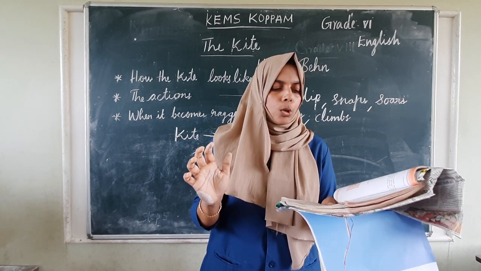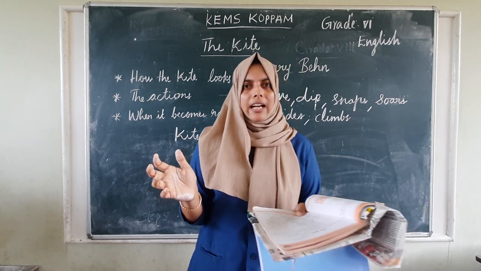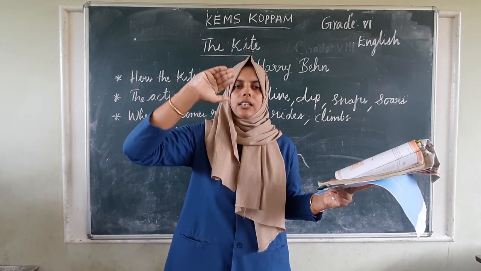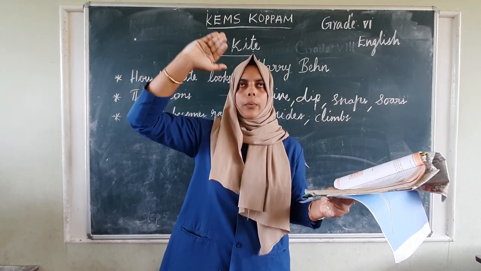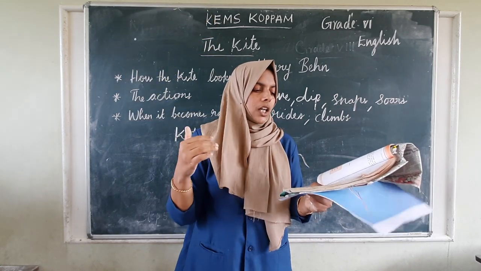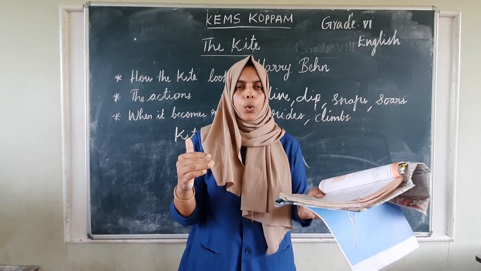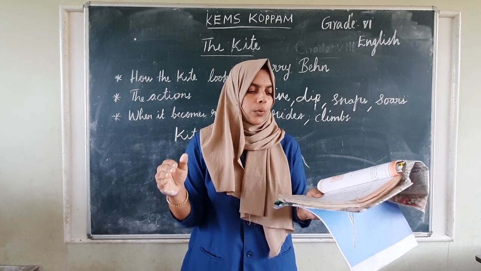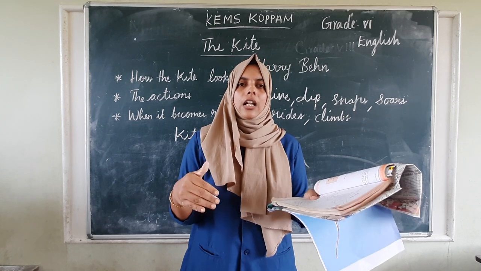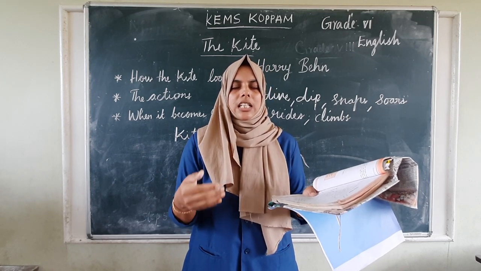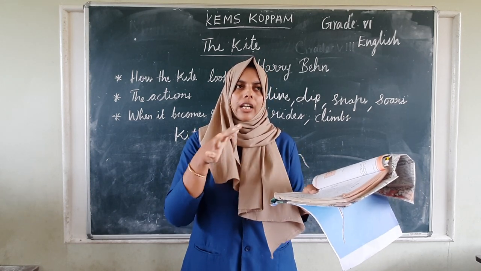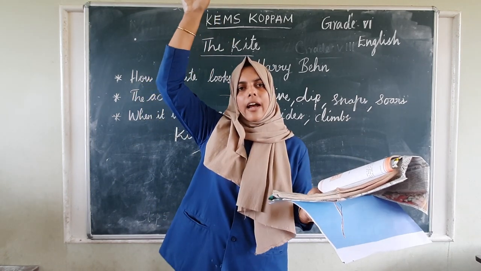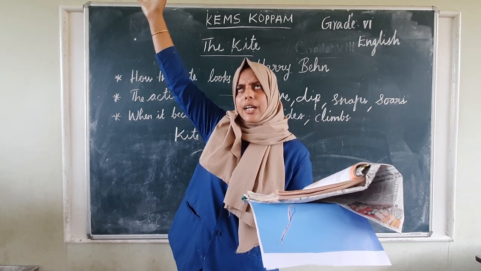And when string goes slack, you wind it back. If there is good wind, the kite will move up. Okay, the kite will fly up. But if the wind is slow, or if there is no wind, if the wind is quiet, what will happen to the kite? It will take rest. Okay, it seems to take rest. So if there is strong wind, it will move up and up and up, and it will go high and high and high, very very high it will go.